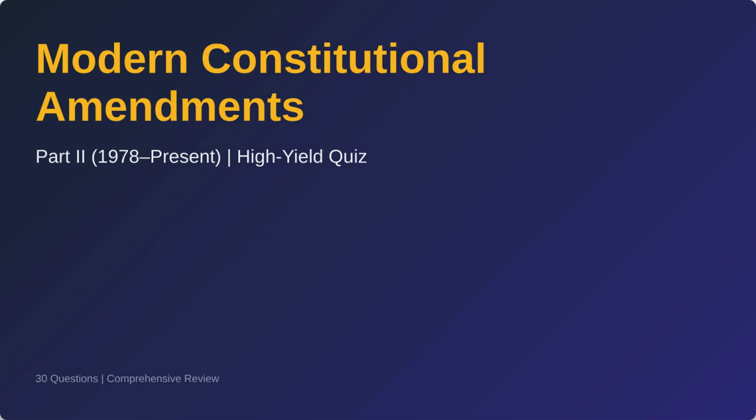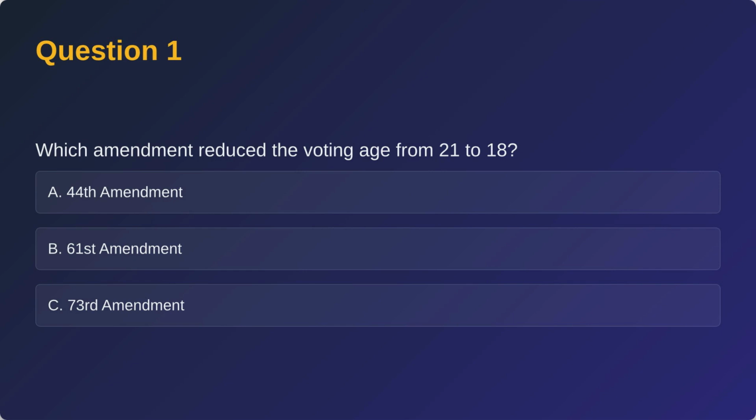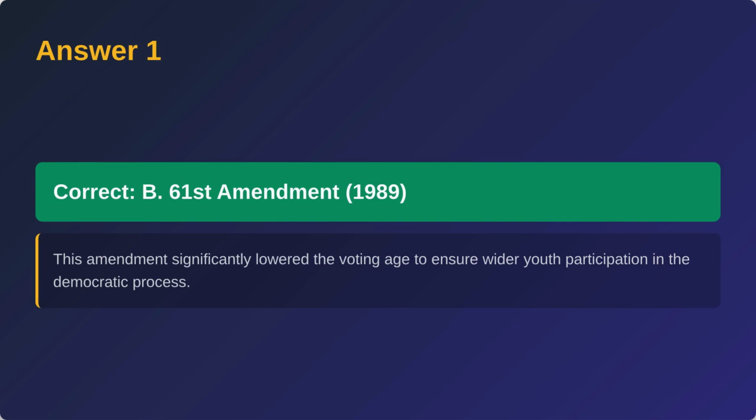Questions and answers. Question 1. Which amendment reduced the voting age from 21 to 18? Answer 1. The 61st Amendment, 1989. This amendment significantly lowered the voting age to ensure wider youth participation in the democratic process.